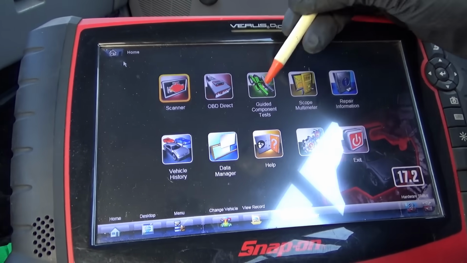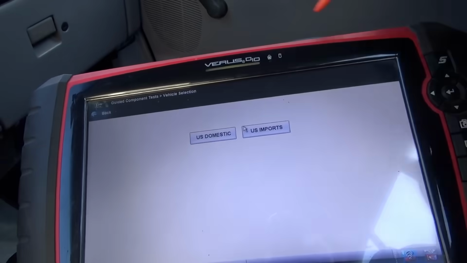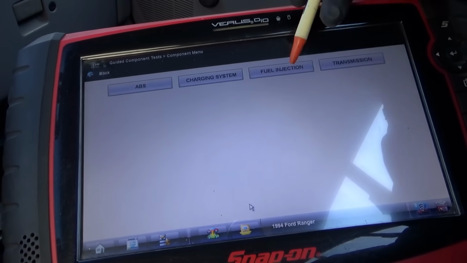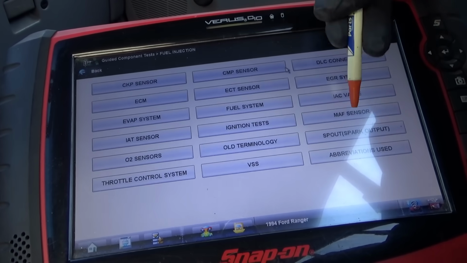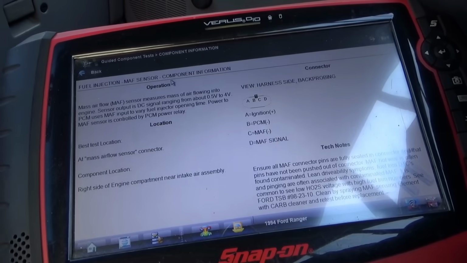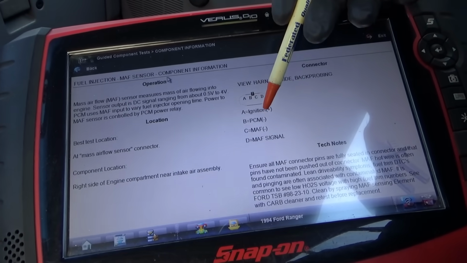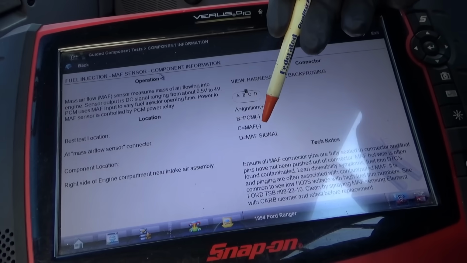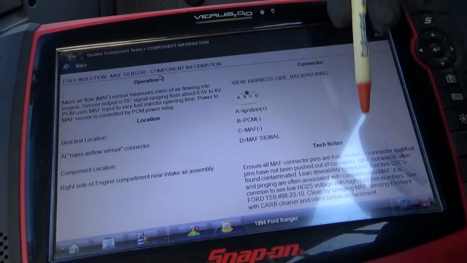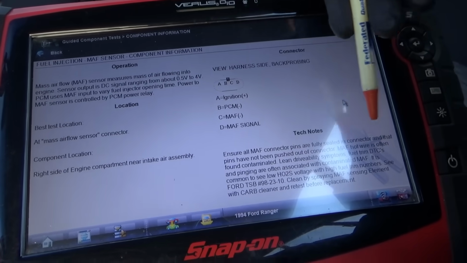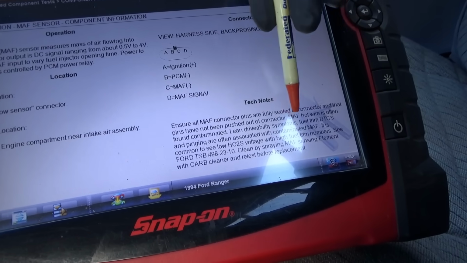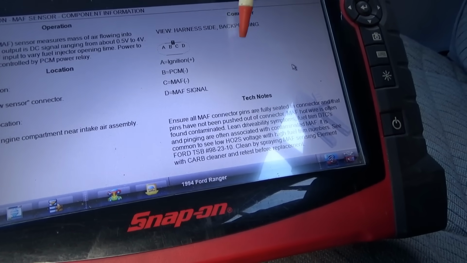So in the Snap-on, a very cool feature is the guided component test. Let's look up what this mass airflow sensor is all about. Component information. There we go: ignition, PCM minus, mass airflow minus, and MAF signal. Hot wires often found contaminated, lean drivability problems, and so on.